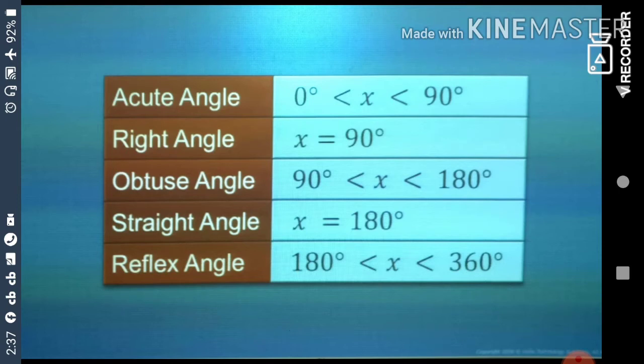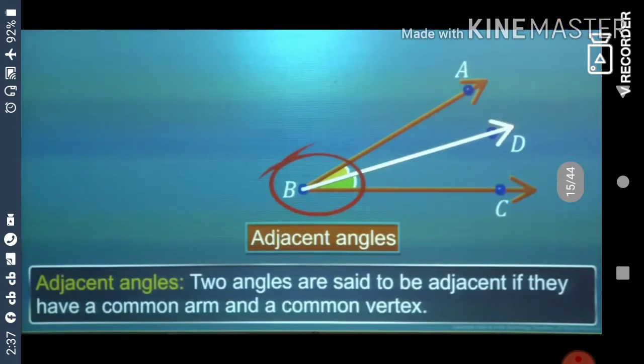Then comes straight angle, which is equal to 180 degree. And at last, reflex angle, more than 180 but less than 360. So that comes what? Reflex angle. Now they're talking about adjacent angles. So just try to understand these terms, because these terms only will help you to solve the exercise of the book. So just check here adjacent angles.